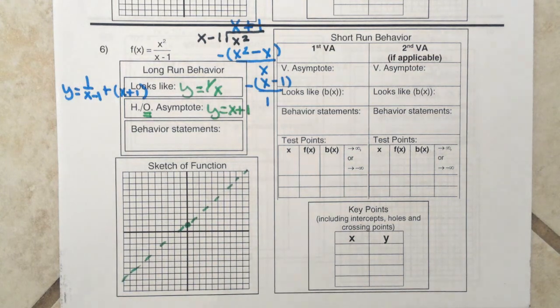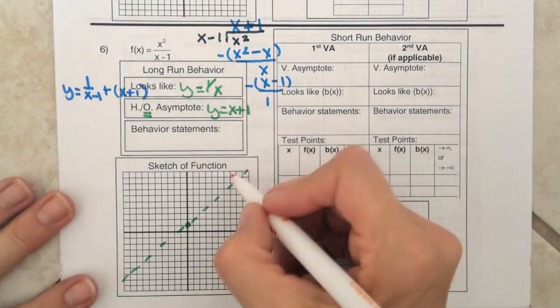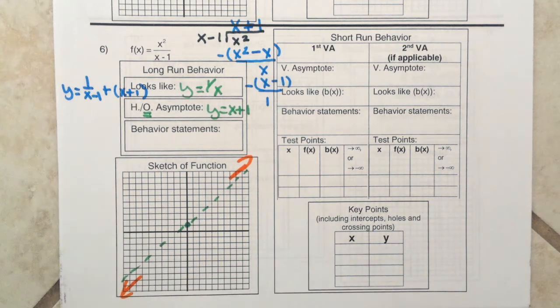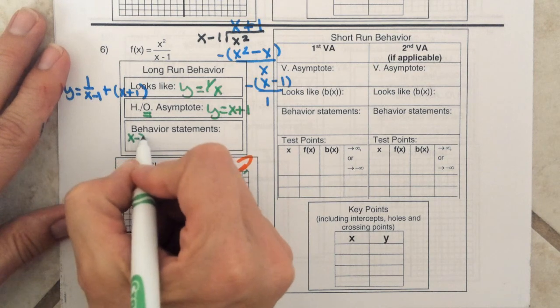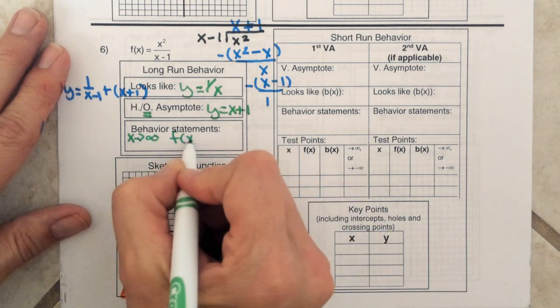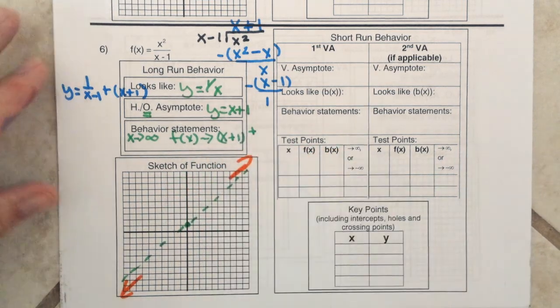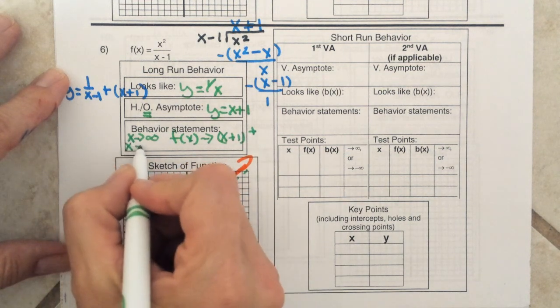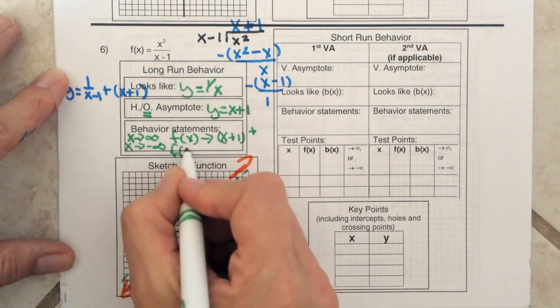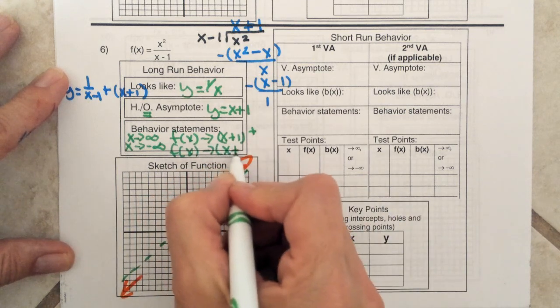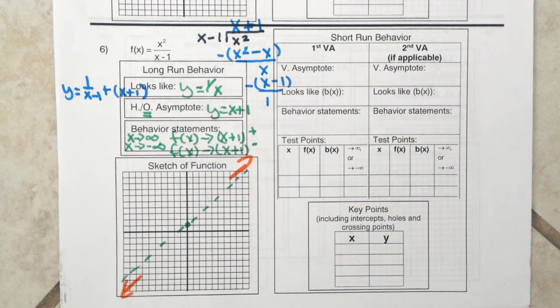And because it's going to look like a positive 1 over x, it's going to be up on the right and down on the left. So your behavior statement would say, as x approaches infinity, my graph is going to be above x plus 1. And as x approaches negative infinity, my graph is going to be below x plus 1. So that's the long run.